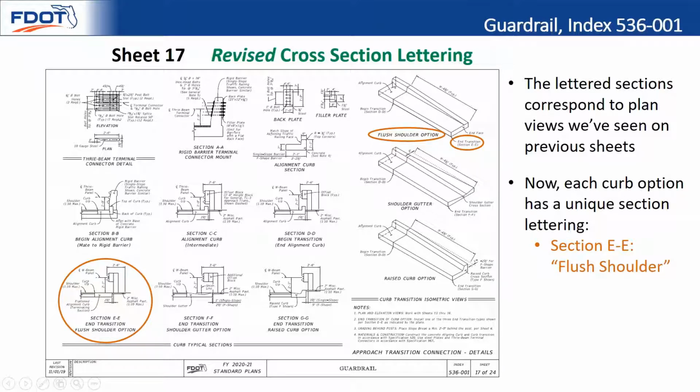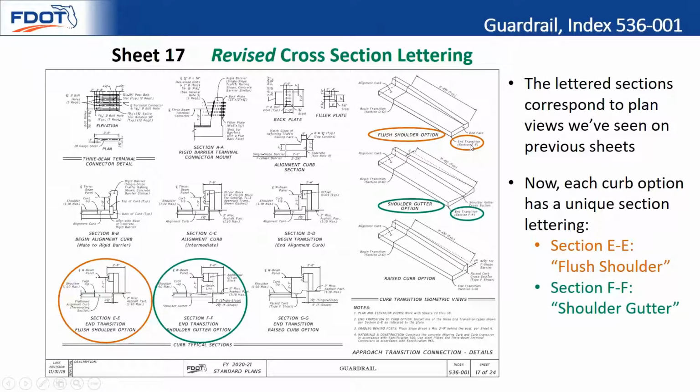So you have the raised curb, you've got the alignment curb that's always required. And then here's your curb transition. And then this basically just ends into the ground. And then from that point on, it's a flush shoulder. And section EE is even called out in the ISO to correspond here, so the contractors can follow that.